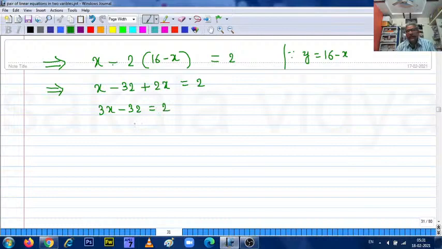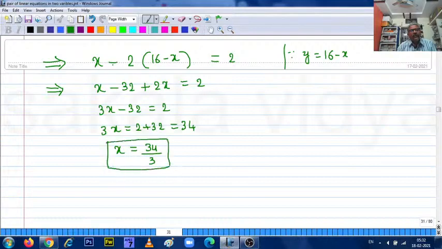That means we get a linear equation in one variable. Bring 32 to this side. 3x equals 2 plus 32. So this is 34. We need the x value. x equals 34 by 3. If you substitute x equals 34 by 3 here, we get the y value.